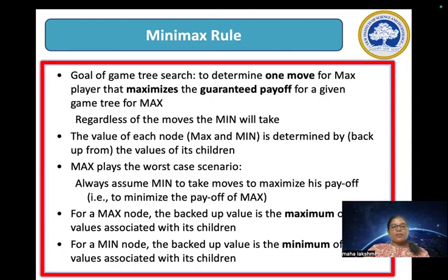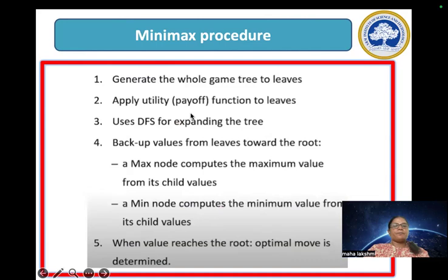Example, to minimize the payoff of max. For a max node, the backed up value is the maximum value associated with its children. For a min node, the backed up value is the minimum of the values associated with its children. The min-max procedure is to generate the whole game tree down to the leaves.